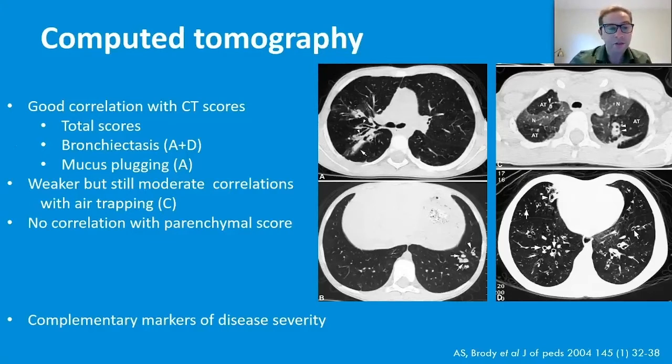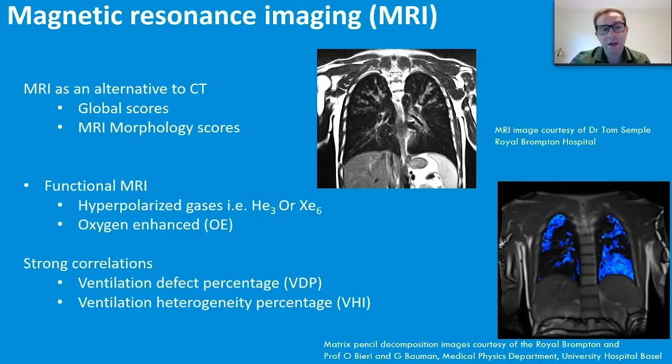In comparison to CT, there's often a good correlation between LCI and the total lung scores, and specific scores like bronchiectasis and mucus plugging. However, there's a bit of a weaker, but still a moderate correlation with air trapping, and that's to do with the non-communicating lung portions, which we talked about in the introductory slides, not being measured. There's no correlation with the parenchymal score, and they're considered complementary markers of disease severity, but one cannot replace the other. An alternative to CT is MRI, which can be used just as an image like CT, has again good correlation with global scores and specific morphology scores.